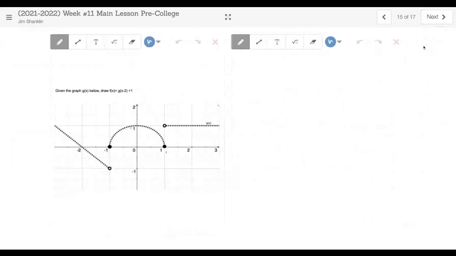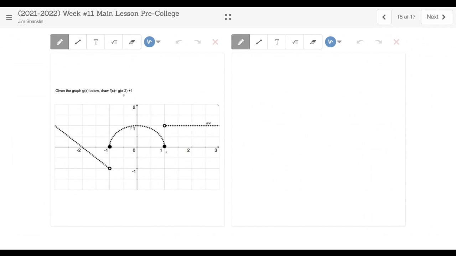Okay, now the assessment, there's a problem that looks like this. And some kids last year had a difficult time with this. It says, given the graph of g of x below, okay, so that is the graph. They want you to graph g of x minus 2, plus 1, okay? So in this problem, g of x is my graph.